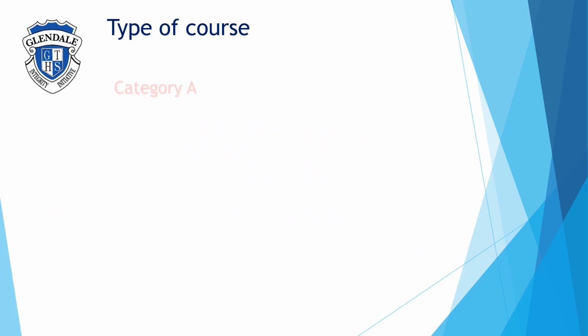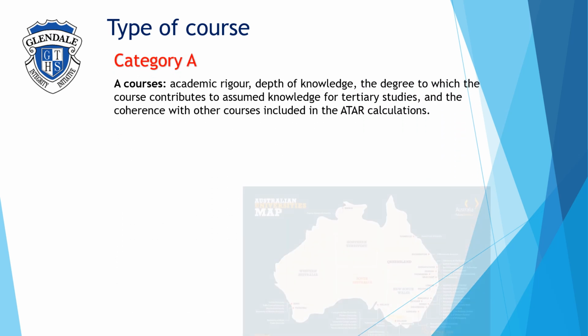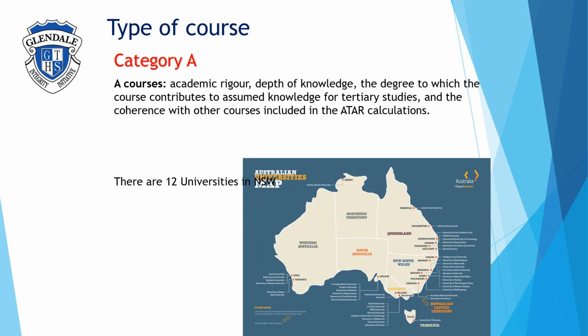Type of course. Legal studies is a category A course. This means a course has academic rigour, depth of knowledge, degree to which the course contributes to assumed knowledge for tertiary studies, and the coherence with other courses included in the ATAR calculations.